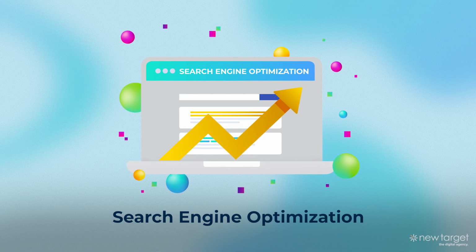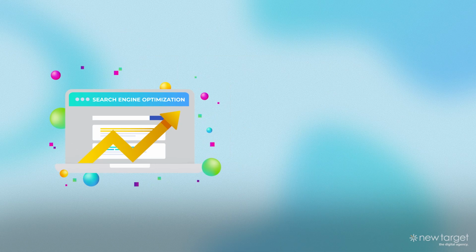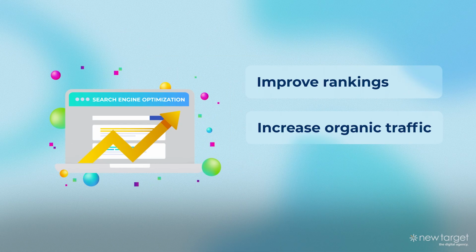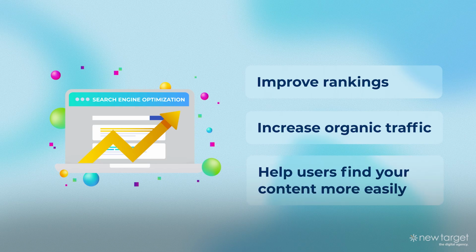SEO is important because it helps search engines understand your website and connect your content with the right audience. A well-optimized site can improve rankings, increase organic traffic, and help users find your content more easily. Rank Math helps simplify that process by giving you real-time recommendations as you build pages and posts.